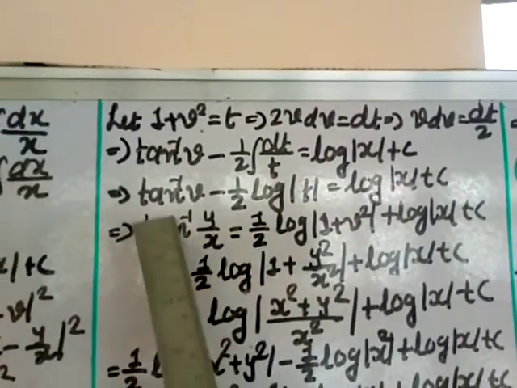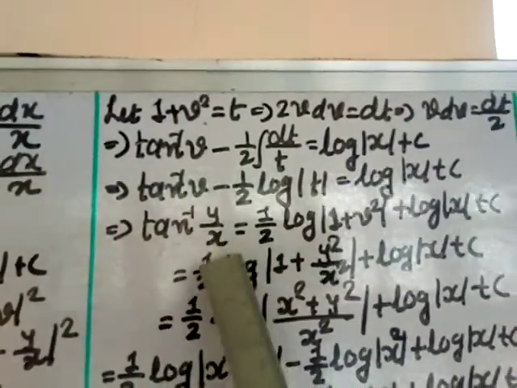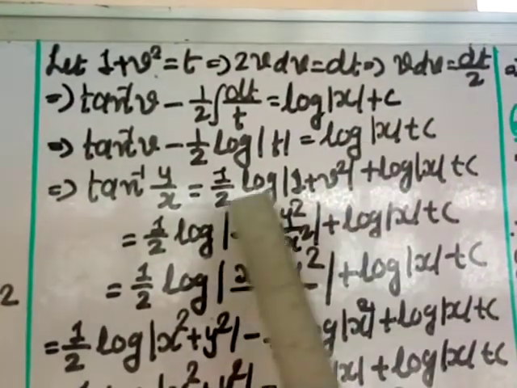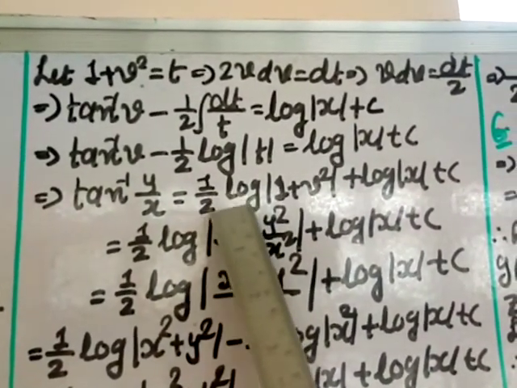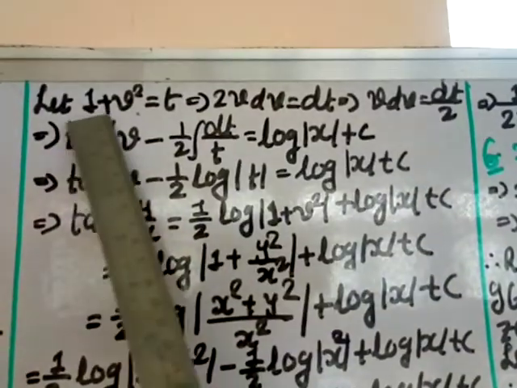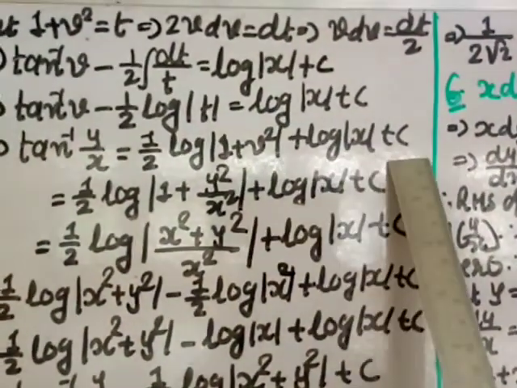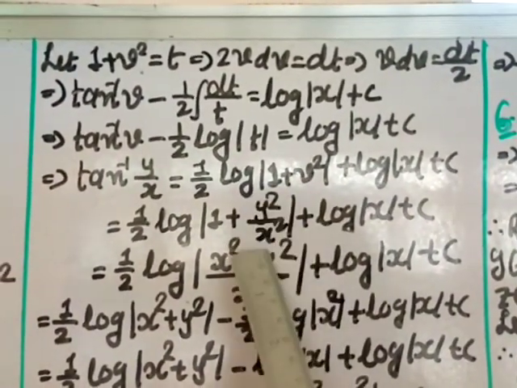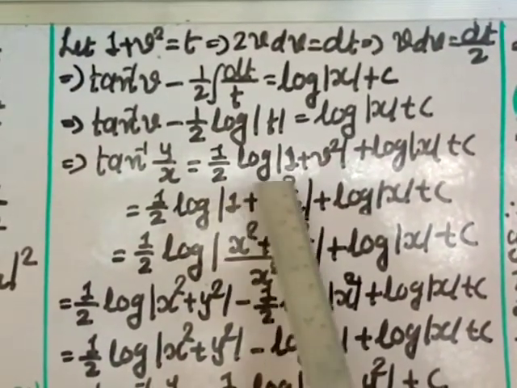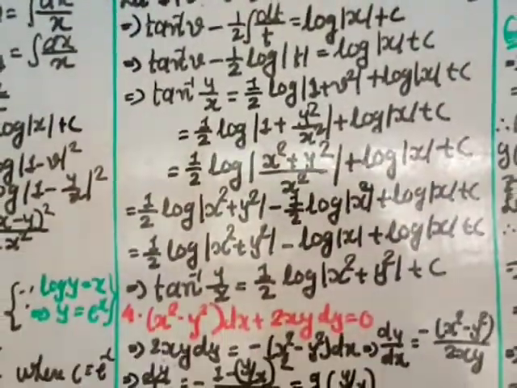Now we put the value: tan inverse v, with v as y by x, equal to, now this minus 1 by 2 I am transferring here, so equal to plus 1 by 2 log, and instead of t you have to put 1 plus v square, plus log x plus c. Now the v square value also put as y by x, but squared, so y square by x square. Take LCM: x square plus y square divided by x square. This is as it is, this is as it is, this also will go as it is.